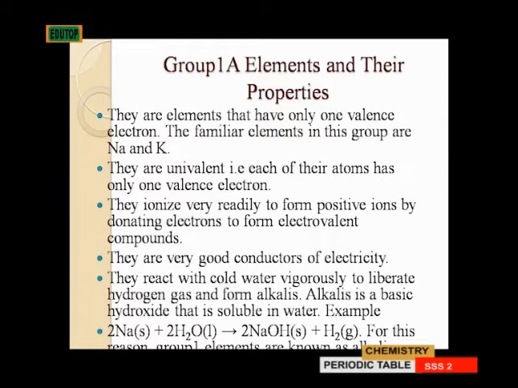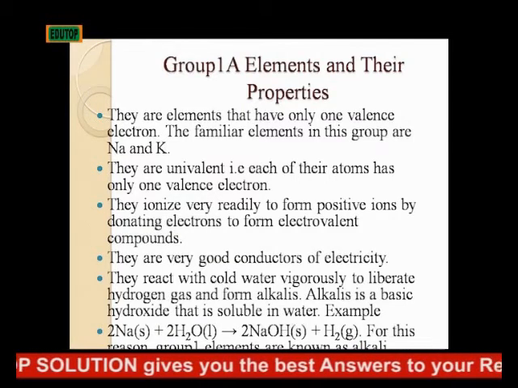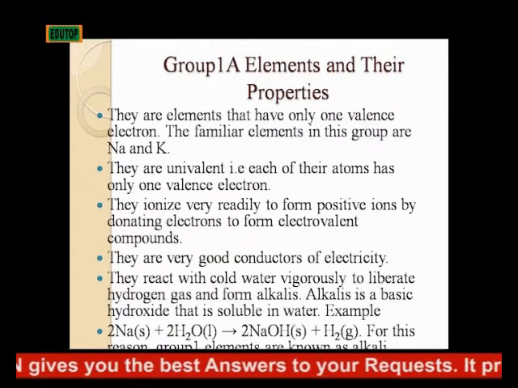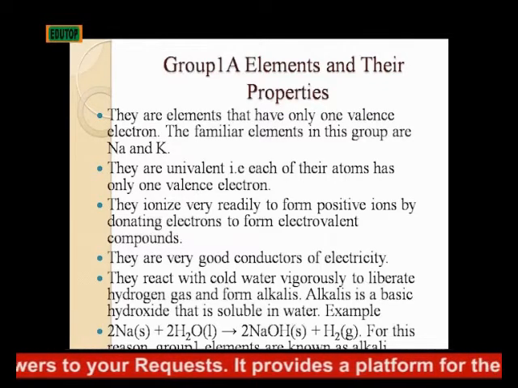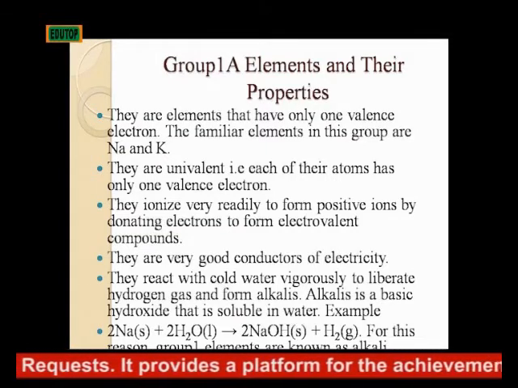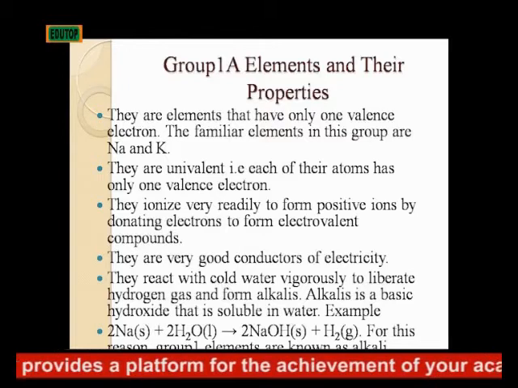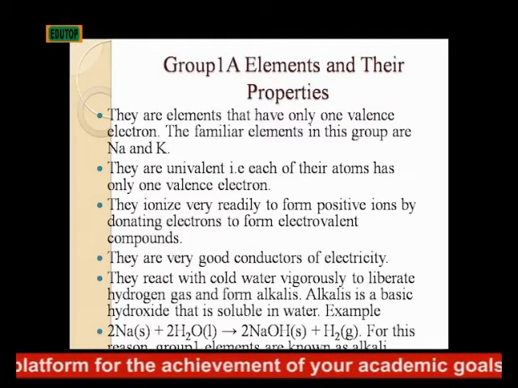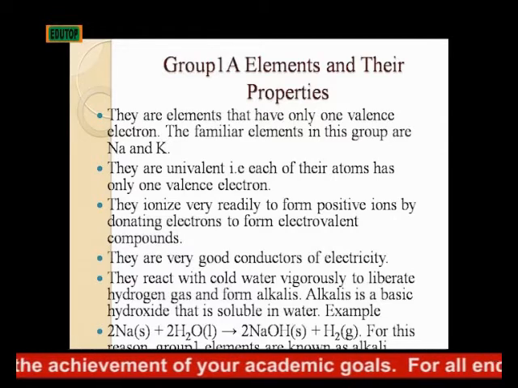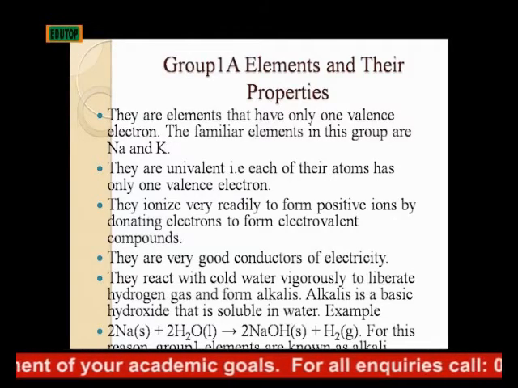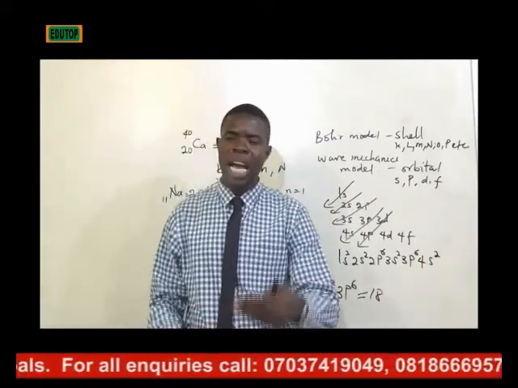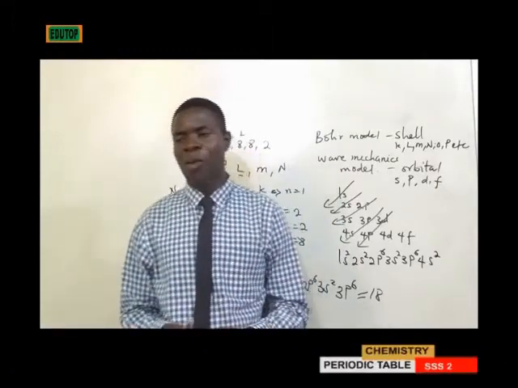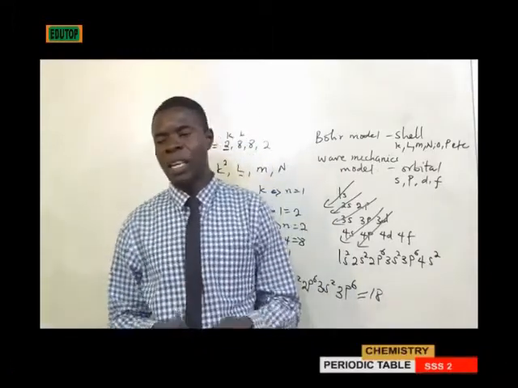An alkali is a basic hydroxide that is soluble in water. Example, sodium hydroxide. On the slide, you can see 2 moles of sodium in the solid state reacting with 2 moles of water in the liquid state to form 2 moles of sodium hydroxide in the solid state plus H2 gas. So sodium reacts with water to form an alkali, and in the process liberates hydrogen gas. This is the reason group 1 elements are known as alkali metals, because of their ability to react with water to form an alkali, which has been established as a basic hydroxide.